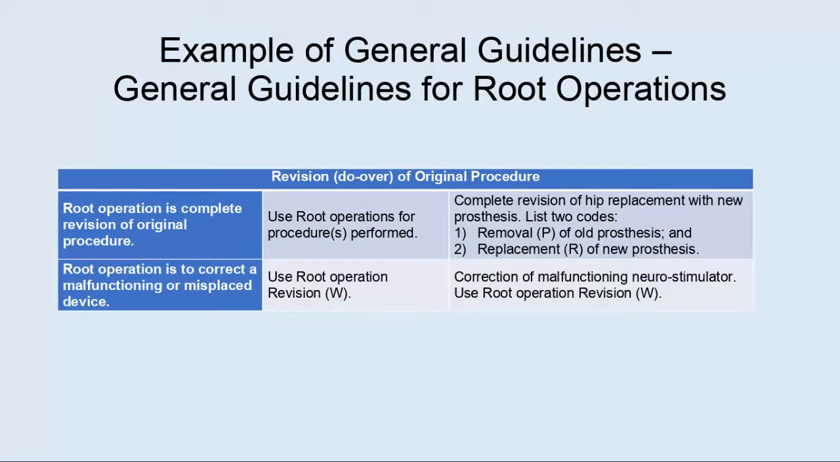So here's an example of the general guidelines. This one's particular for root operations. These are the guidelines for revisions of a previous procedure. The guideline shows when the root operation revision is used and when it is not. You can see that here. In this instance, it is not. In this instance, it is.